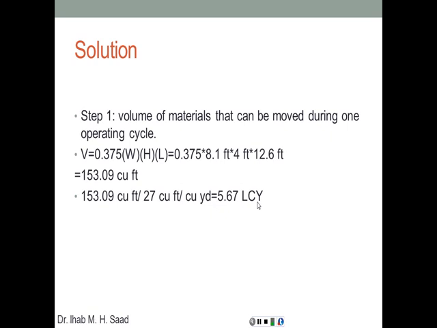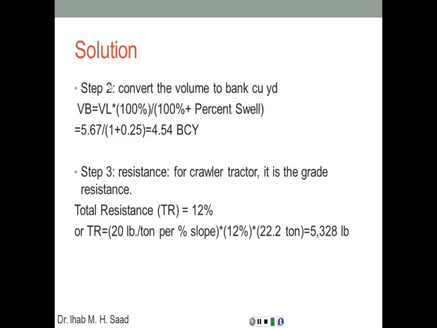We need to convert that into bank. Do we have the swell? Yes, we do. So step number 2 is to convert the volume to bank cubic yards. The volume bank is equal to volume loose divided by 1 plus the swell factor, which gives us 4.54 bank cubic yards. That's the volume of soil that's going to be moved in one cycle.